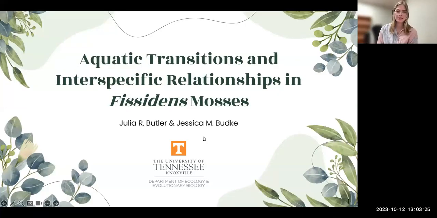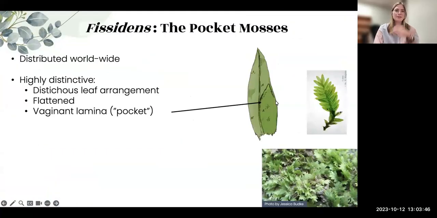I'm doing my master's on Fissidens mosses, which maybe you've seen some today while you've been working through specimens. Maybe you haven't. But today my talk will be on aquatic transitions and interspecific relationships in Fissidens mosses.